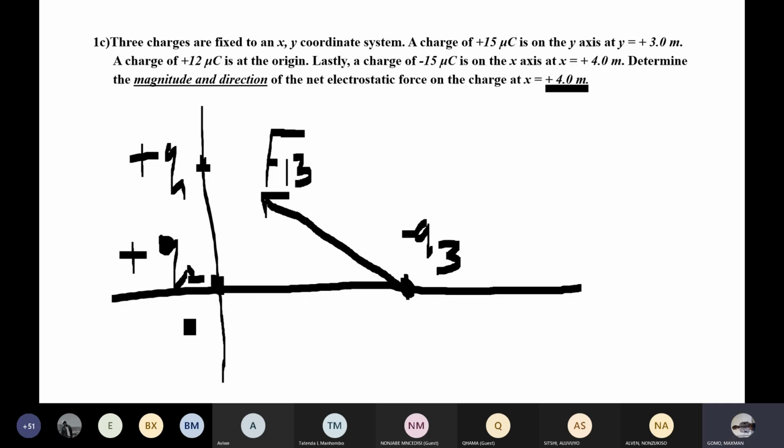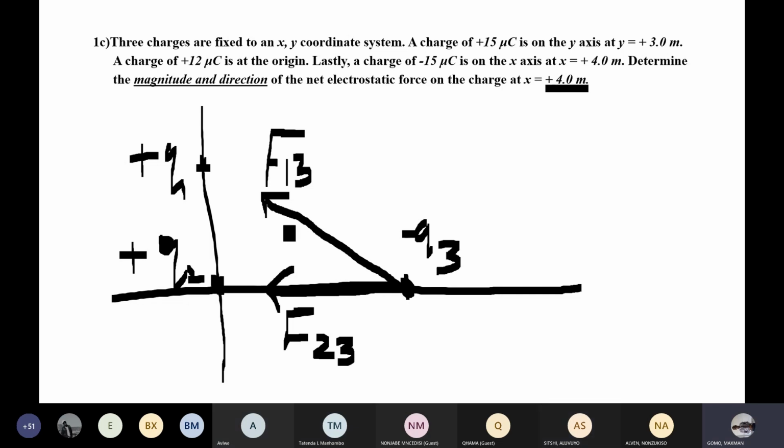Then we look at charge number 2 with respect to charge number 3. Again, we have a positive here and we have a negative here. So there's going to be an attraction again in this direction here. So at the end of the day, this force is the influence of charge 2 on charge number 3. So you have something like this. Are we clear so far? Yes, sir.